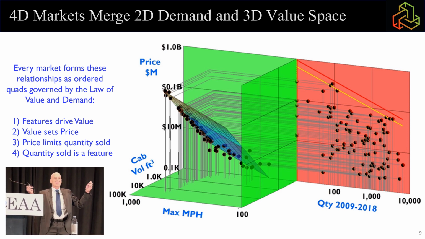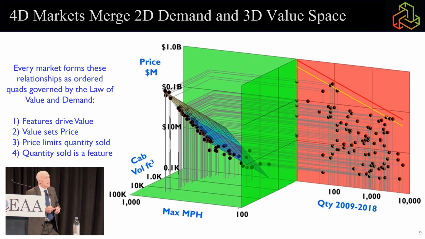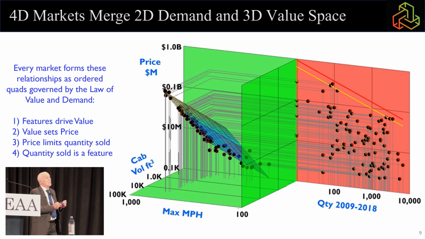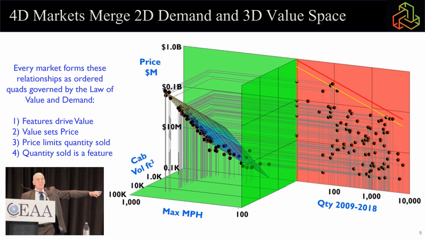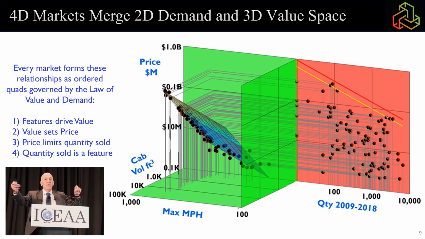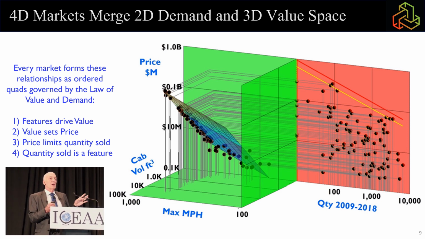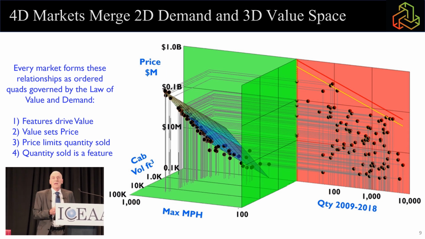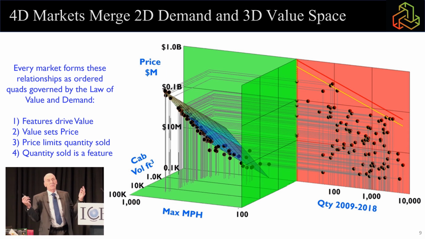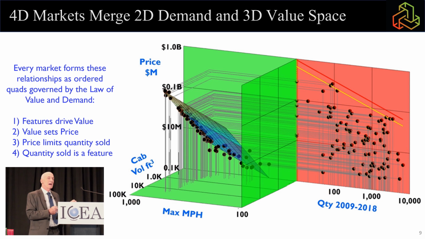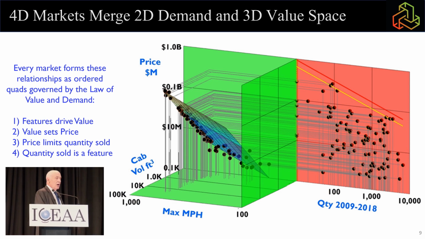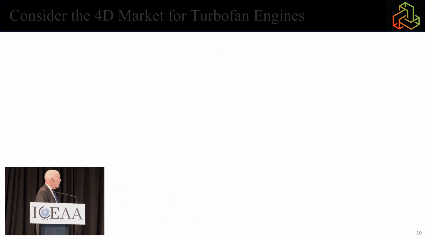And people say to me, Doug, it's circular. Yes, we're going to see an example of that at the end. But this is how every market works. And so every point in the left-hand value space has a matching point on the 2D demand plane. These are ordered quads. They've existed since before anybody took the time to plot these things. Well, that's interesting, you might say. What can we do with that?